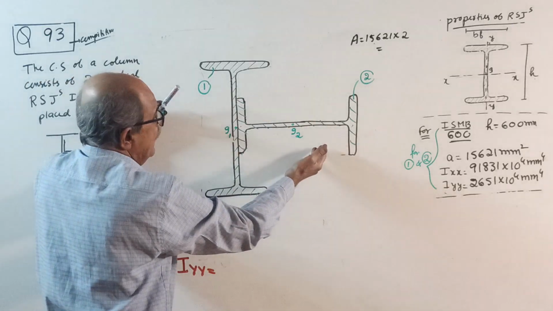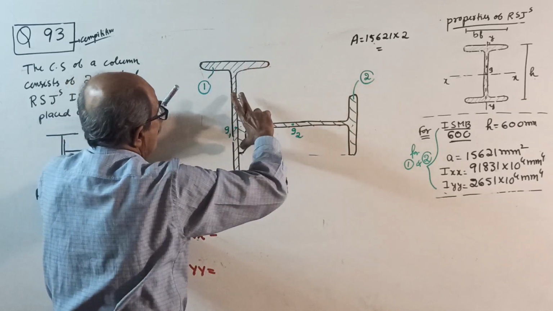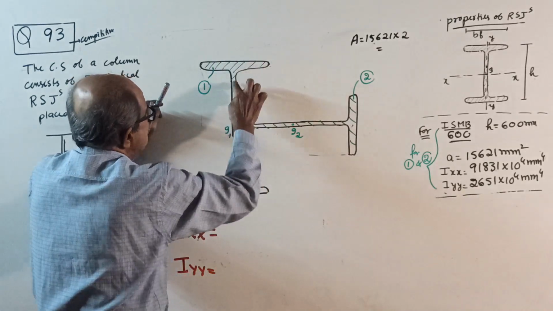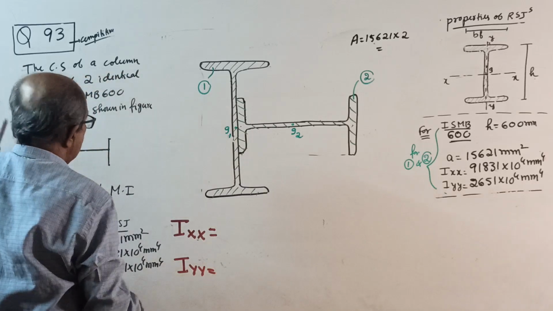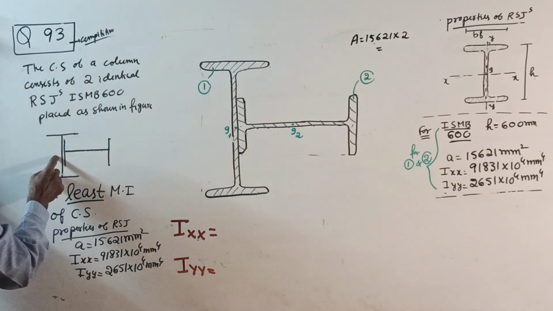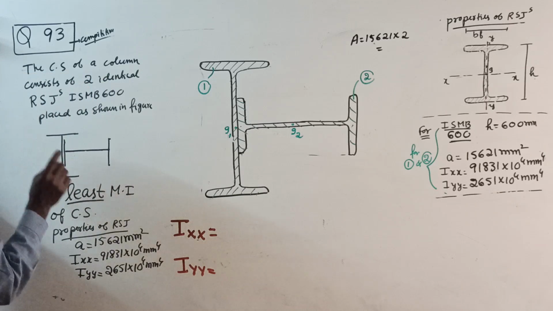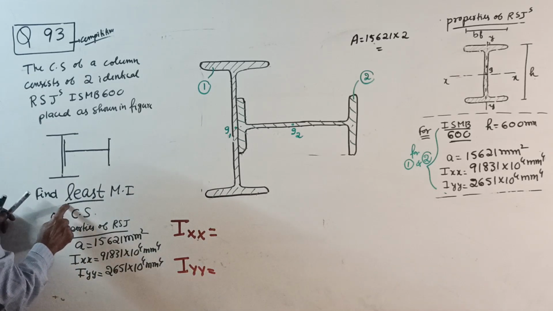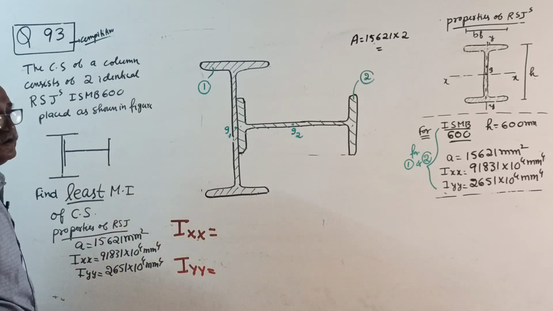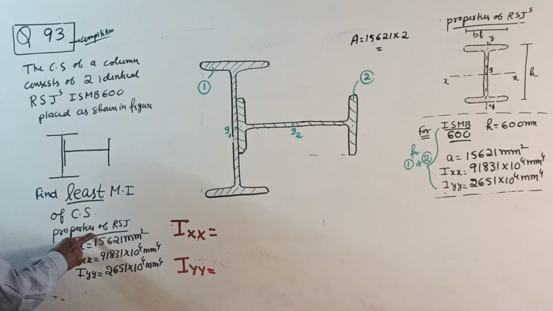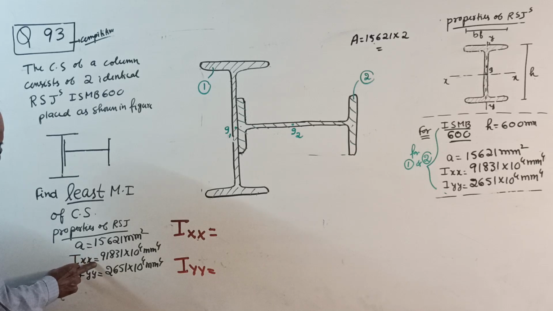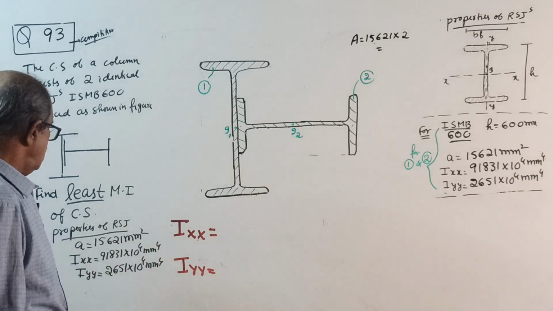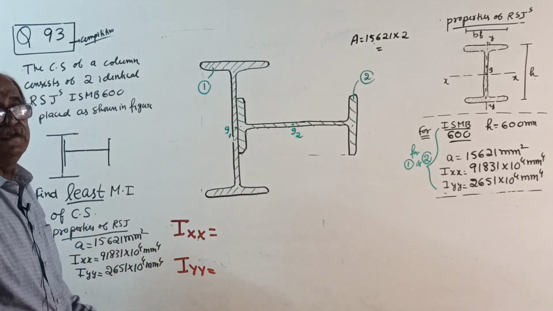Little scale problem is there, don't bother. Draw it the same size here. One this way, touching each other, there is no gap because this is a central line diagram. The question is: find the least moment of inertia of the cross section. They told only area, IXX, IYY. Even area they may not give. Nothing else is given.